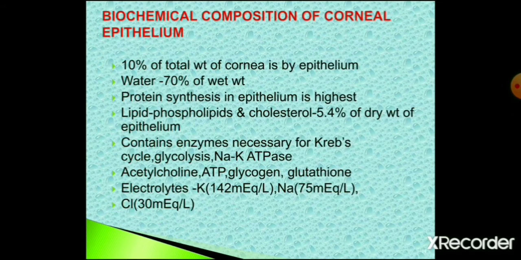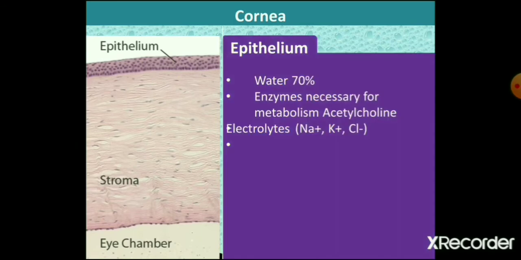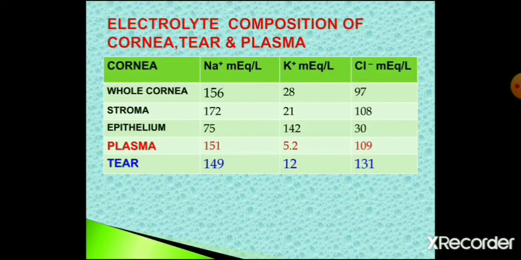So electrolytes also present. So in the cornea, collagen fibrils 70%, soluble proteins are there, proteoglycans, keratin sulfate, and enzymes are there. Matrix metalloproteinases, MMP 1, 2, 3, and some electrolytes also present in the epithelium. Water is 70%, enzymes necessary for the metabolism, then acetylcholine is present, electrolytes also present, that we already discussed.